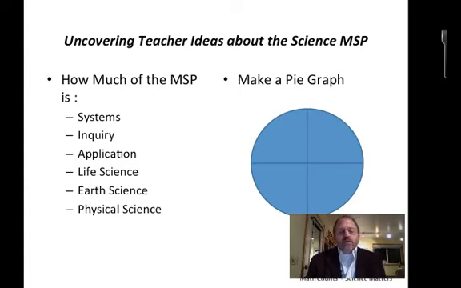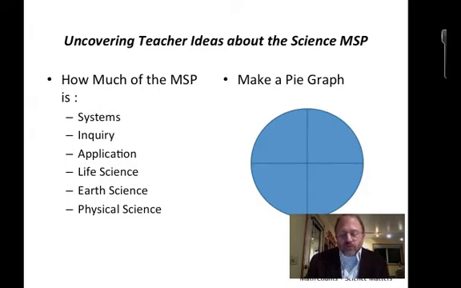Now, first thing I'd like to do is a little bit of an elicitation question, kind of like what we did in the first section, what is a system? But this one is related to our state science Measurement of Student Progress, as we call it, the MSP assessment. What I'd like you to do is take your piece of paper from your notebook and a pen or a pencil, and if you're working with colleagues, I'd like you to do this together.